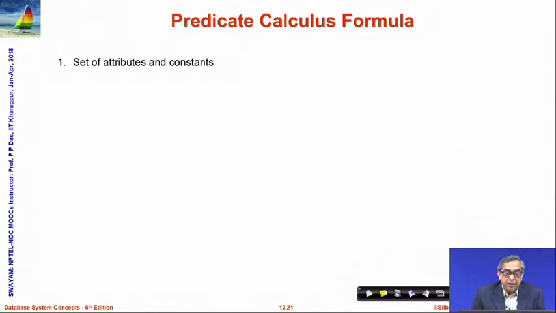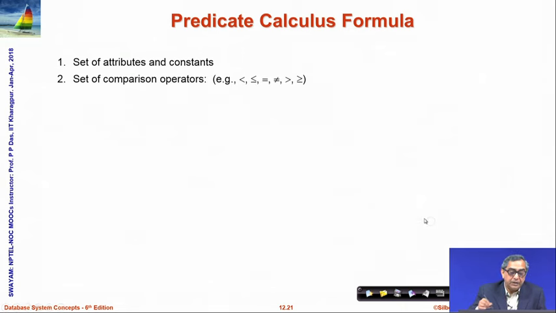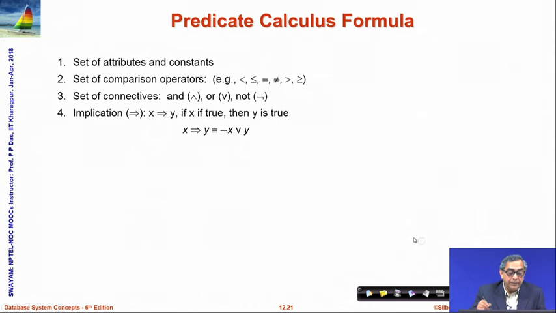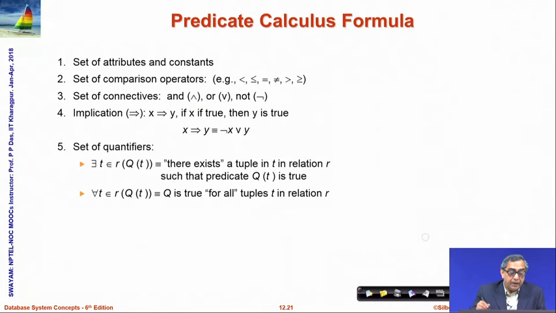If in case you have become rusty with predicate calculus, you can refer to them. A predicate calculus is a set of attributes and constants. It has a set of comparison operators, the 6 of them. There are a set of connectives. These are all the same as in the propositional calculus. There is implication, which says if x is true, then y is true. If x is false, then the whole thing is true vacuously.